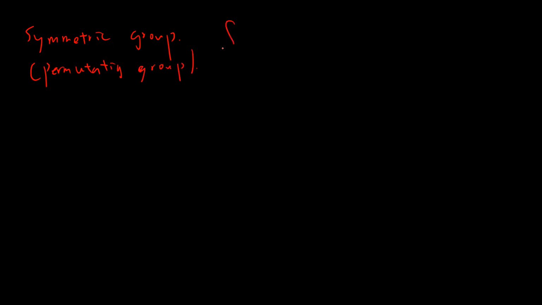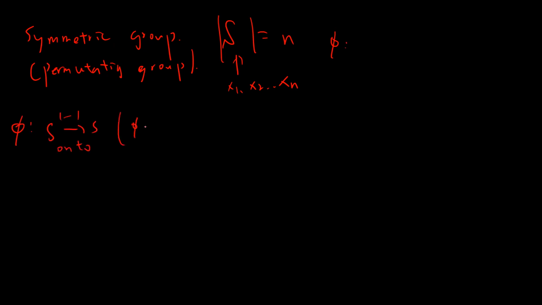Okay, so suppose S is a finite set, so it has elements, let's say x1 up to xn, and usually you can define a map phi from S to S, one to one and onto. So basically, phi is just a permutation. So for example, phi can map x1 to x2, x2 to x4, x4 to x5.